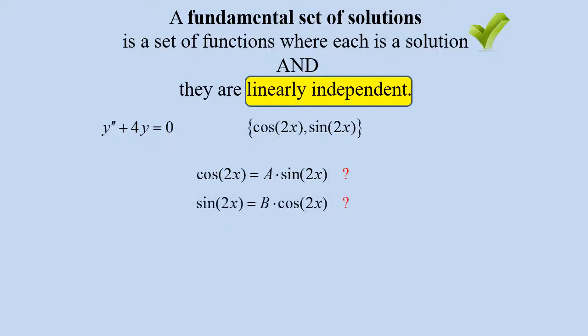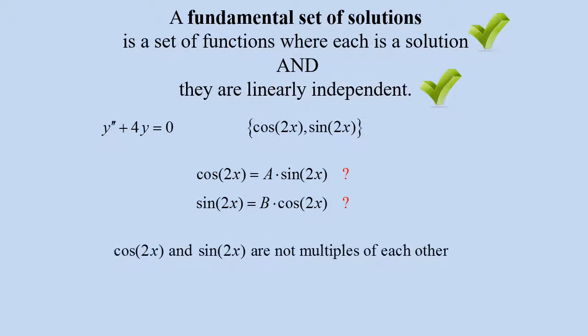For example, for sine and cosine, I'm pretty sure that you can't take a sine function, multiply it by some constant, and get a cosine function, because as you know, sine and cosine are staggered from each other by a factor of 90 degrees. So I'm kind of thinking that there is not a way of multiplying one by a constant and getting the other one. So I'm thinking that they're not multiples of each other. Therefore, both conditions are met, and that's a fundamental set of solutions.